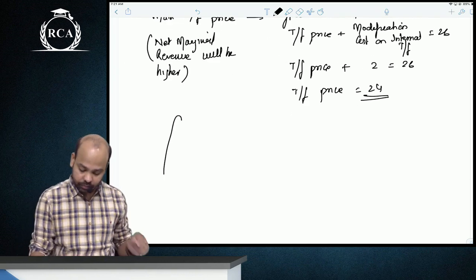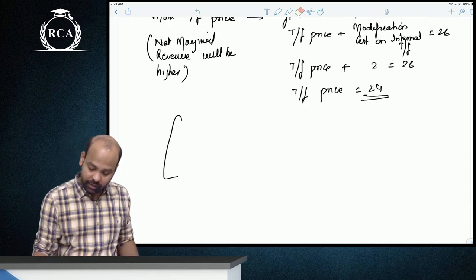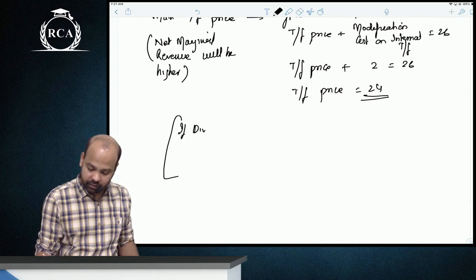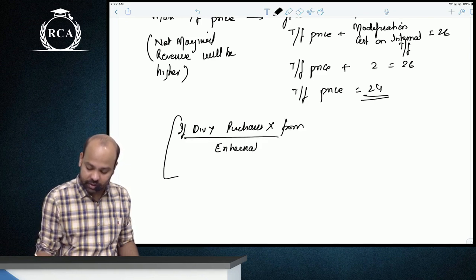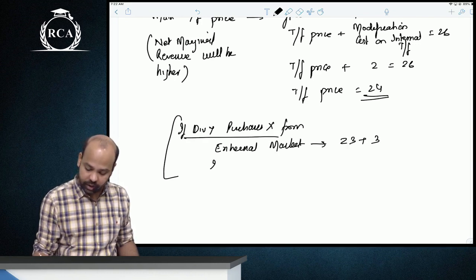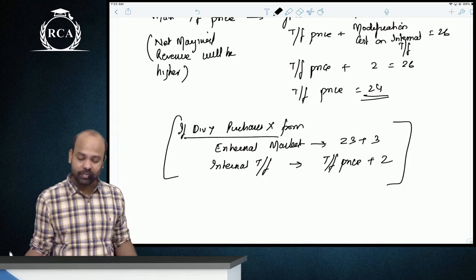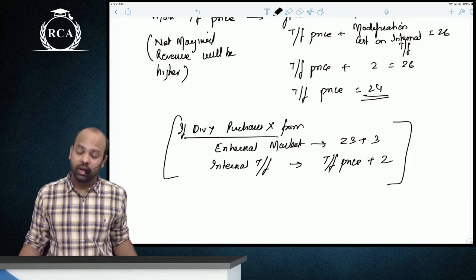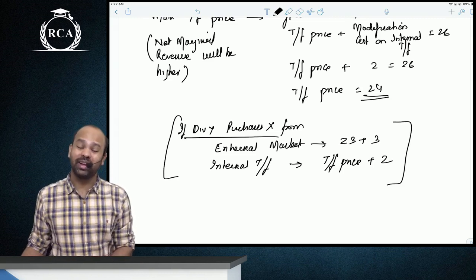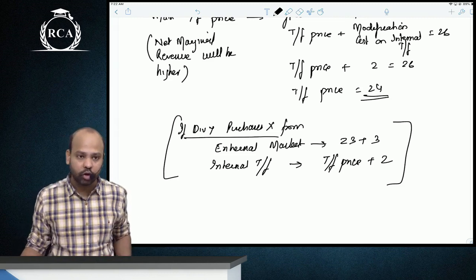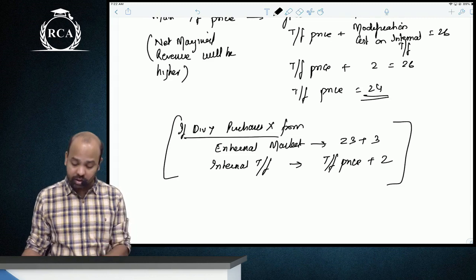Think of it like this, beta. If division Y purchases X from the external market, their cost would be 23 plus 3. Internal transfers would be whatever the transfer price is plus 2 rupees. Obviously they will not want to incur more than 26 rupees. So this is the maximum they will offer: 24 rupees is the maximum amount they're willing to offer.